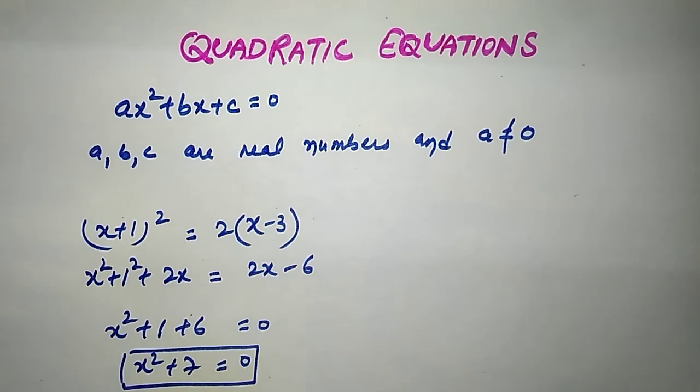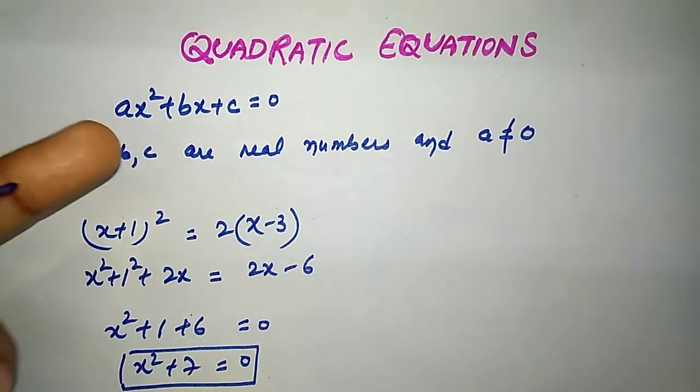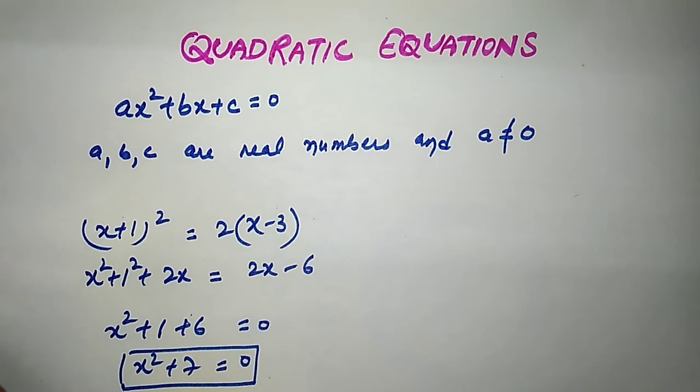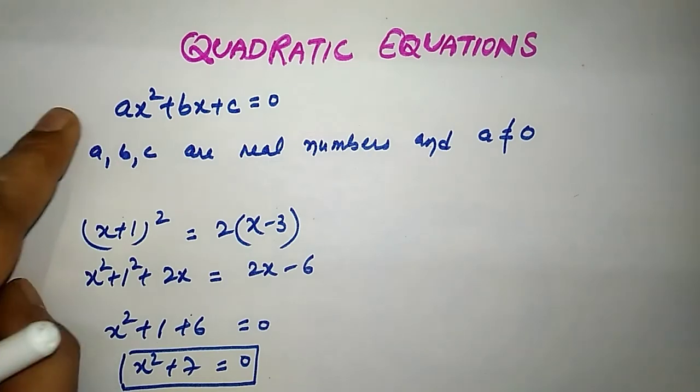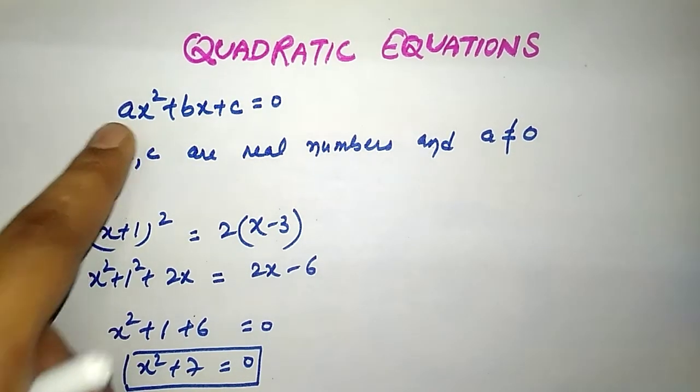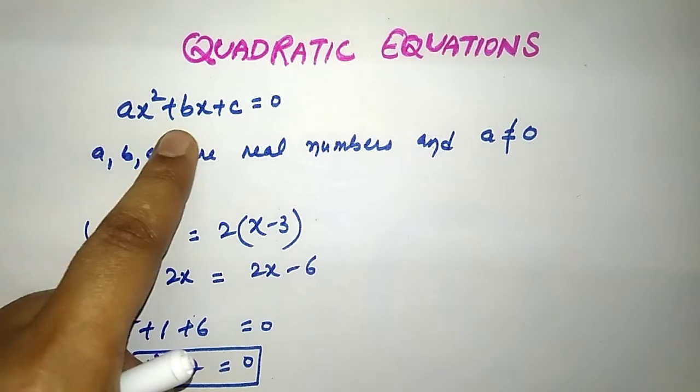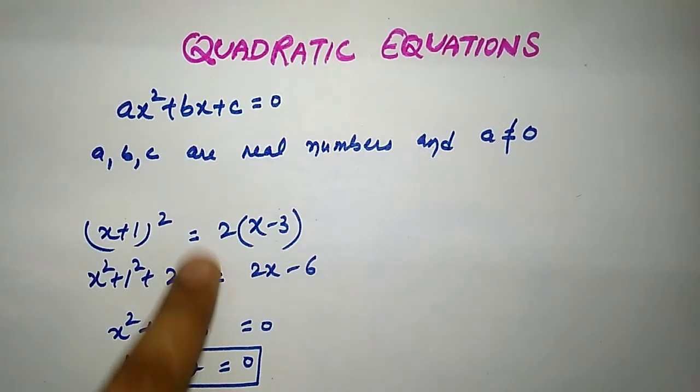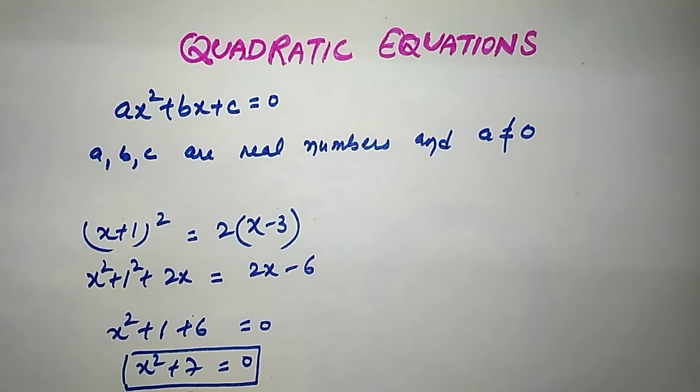So this is our simplified equation. Now I have to compare this equation with the standard equation, which is ax square plus bx plus c. Now if we compare it, then we come to know that a is here 1. b is 0 here because there is no bx term. Next, c is here 7. And the degree is 2 because x square is there. So after comparing we come to know that this is a quadratic equation.